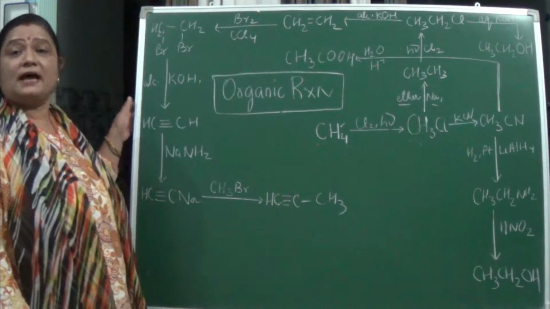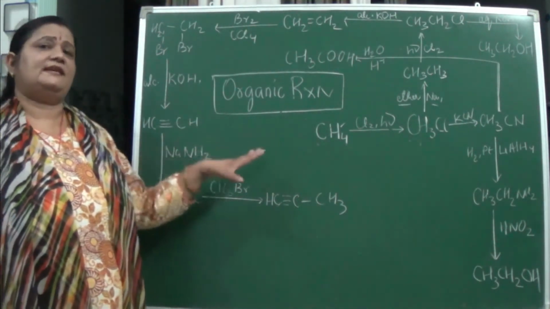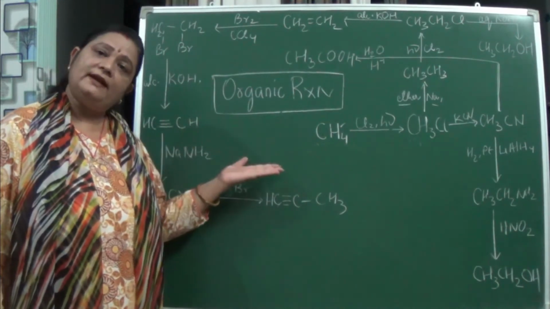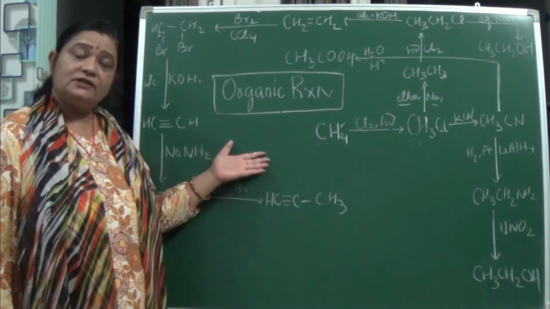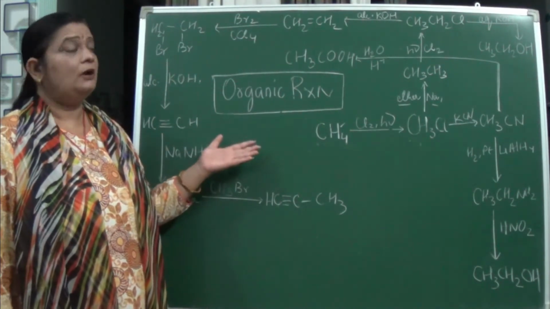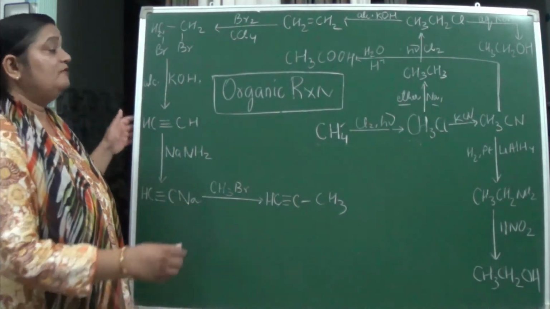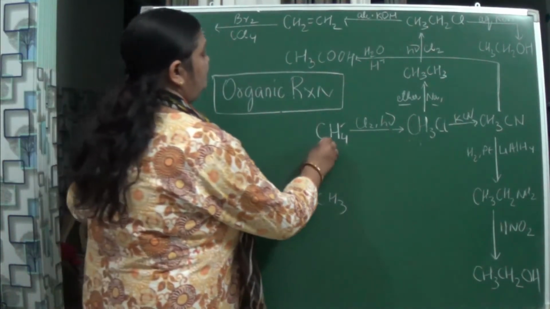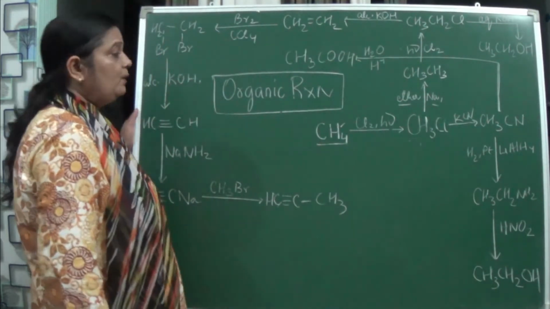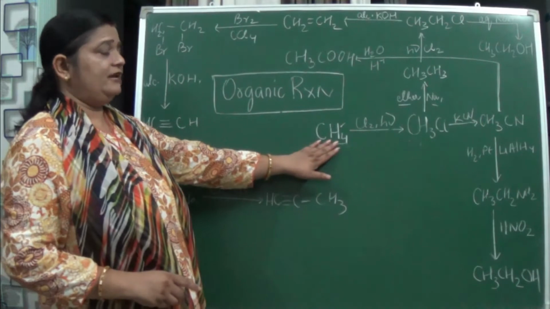So now let us start the class of organic reactions. We will be taking the basic reactant, and from that basic reactant we will be using the reagents, and we will be making some complex products and some simple products also. So let us start. We have taken the basic reactant, that is methane.